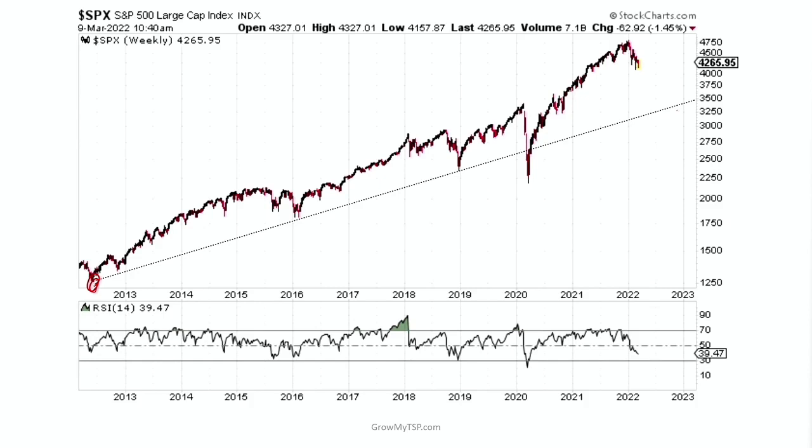Another thing to look at is the relative strength indicator. We are not at oversold on a weekly basis yet. When we get oversold, we tend to get support or a bounce, and we're not there yet.